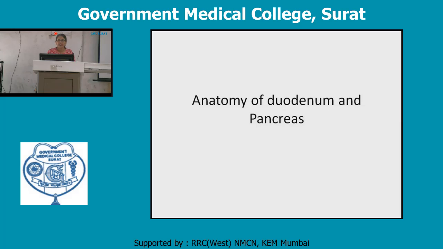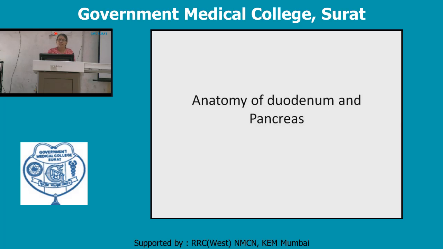You know the derivatives of foregut are the abdominal part of the esophagus, then stomach, first part of duodenum, and second part of duodenum up to the opening of the bile duct. The midgut derivatives start from the second part of duodenum distal to the opening of the bile duct. So the second part of duodenum is derived partly from foregut and partly from midgut.